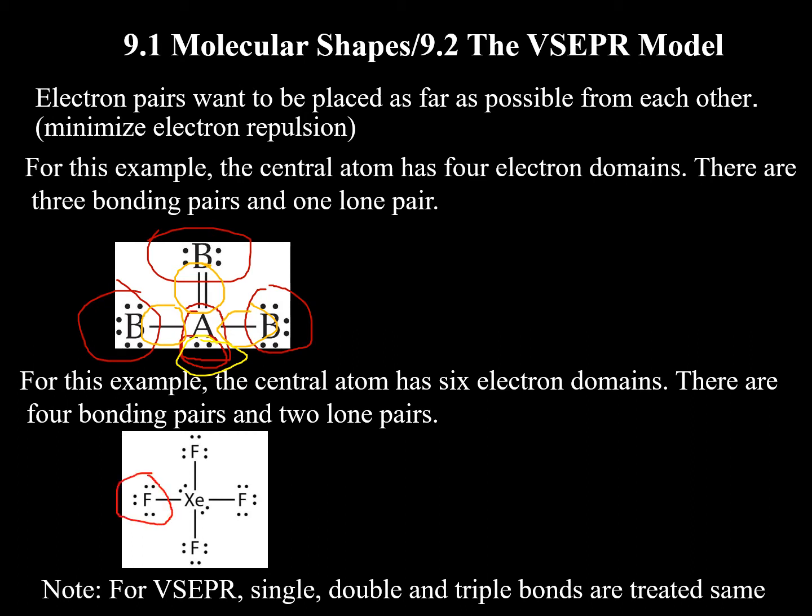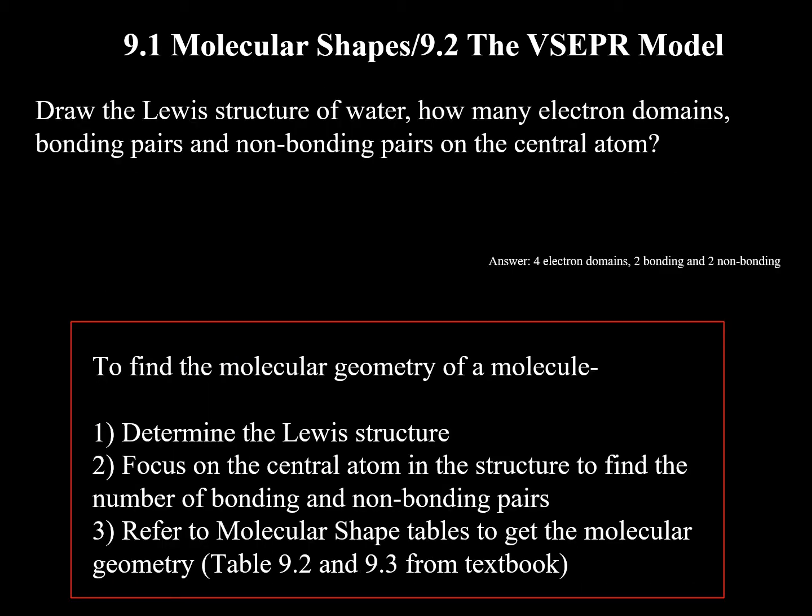The next one, we have 6 electron domains. Again, we look around the central atom: 1, 2, 3, 4, 5, 6 electron domains, and we have 4 bonding pairs and 2 lone pairs. We treat single, double, and triple bonds the same, as 1 domain. So let's try water. If we draw the correct Lewis structure for water, H2O, this is the correct Lewis structure for water, 2 bonding pairs and 2 lone pairs.